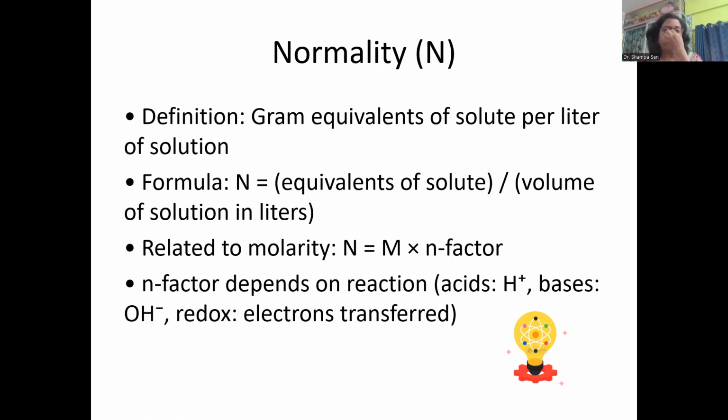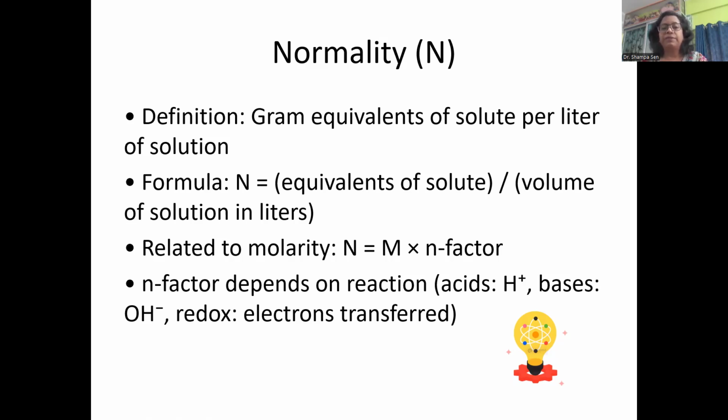Gram equivalents of solute per liter of solution, when we are saying, that means gram equivalent of solute divided by total volume occupied by solvent plus solute, expressed in terms of liter. So formula N is equal to equivalents of solute divided by volume of solution in liter, or volume occupied by solute plus solvent expressed in liters. So how is it related to molarity? Normality is equal to molarity times n factor.